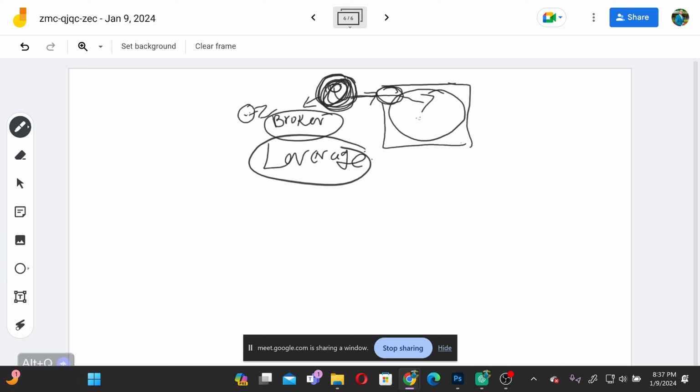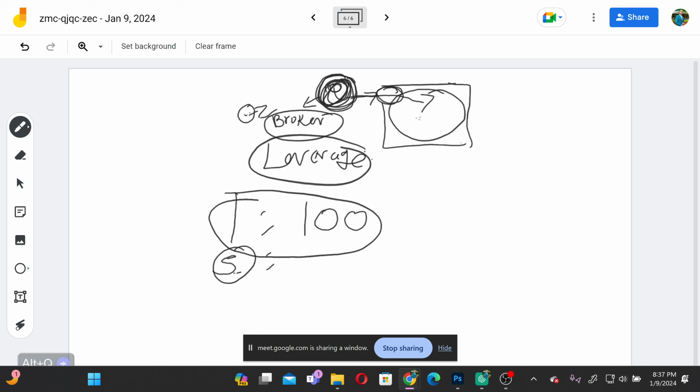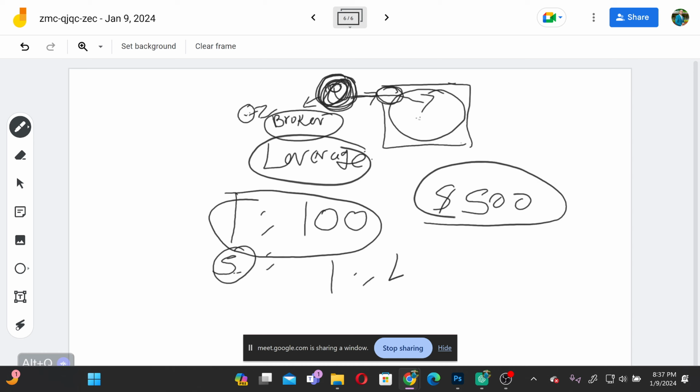Let me just give you a quick example. You can get a leverage of 1 is equal to 100. That means if you deposit $5, and the leverage is 1 is equal to 100, you'll be trading with $500. That is the amount that you are risking in the market. If your leverage is 1 to 400, then you actually have to multiply on that, and you see how much money you are risking in the market.